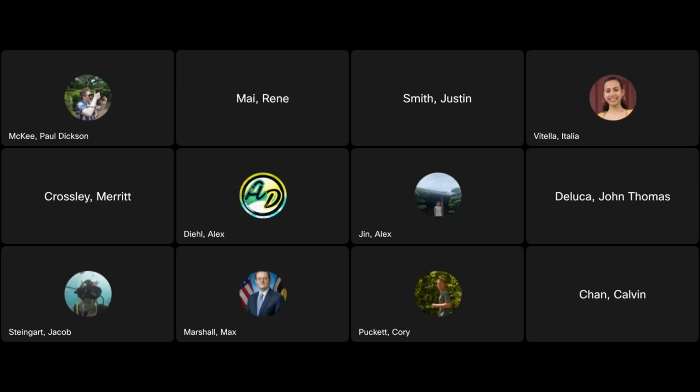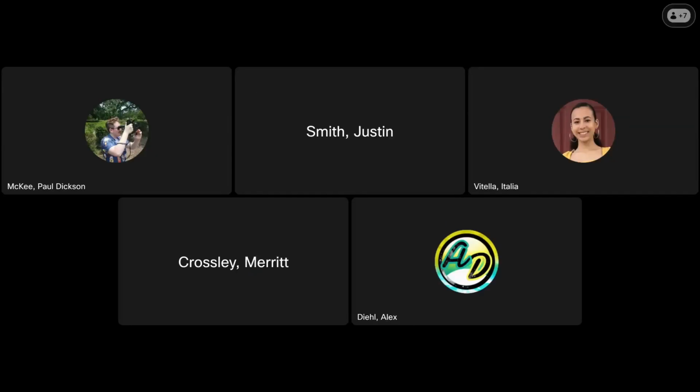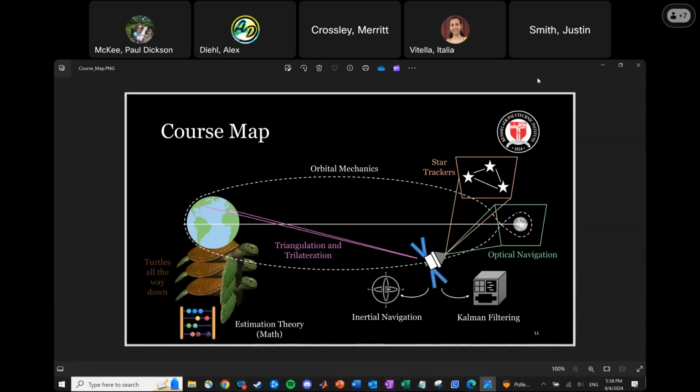So let me go ahead and share my screen, and we will return to this course map that we've seen so many times, which might have looked really strange and arcane at one point, but is starting to make more and more sense as we look at it. So at least hopefully, maybe that's overpromising. But the path that the spacecraft is on is the kind of illustration of orbital mechanics. So we spent several lectures on that.